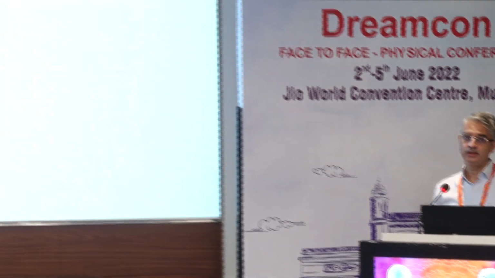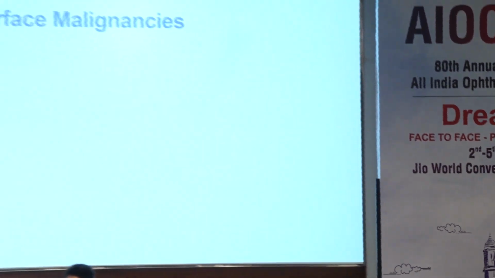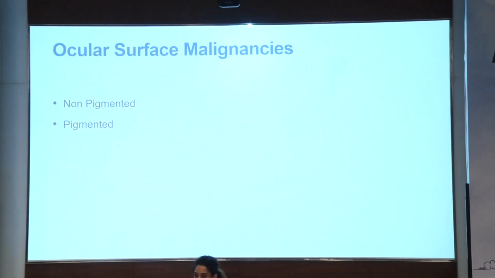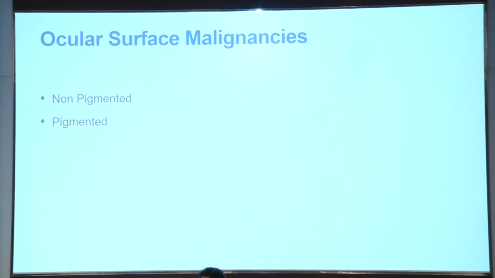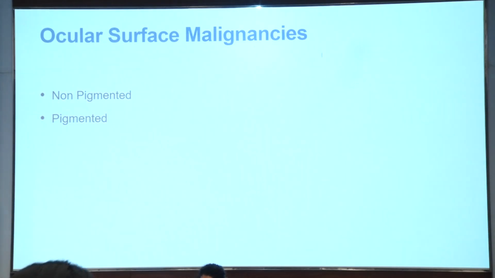So conjunctiva has epithelium and a stroma. So tumors can arise from epithelium, tumors can arise from stroma, and there can be secondary invasion of conjunctiva from the neighboring structures or from distant sites. And broadly, ocular surface malignancies, it's easier to look at them as pigmented or non-pigmented lesions, and that will help you to formulate your diagnosis and localize your differential diagnosis to fewer possibilities.